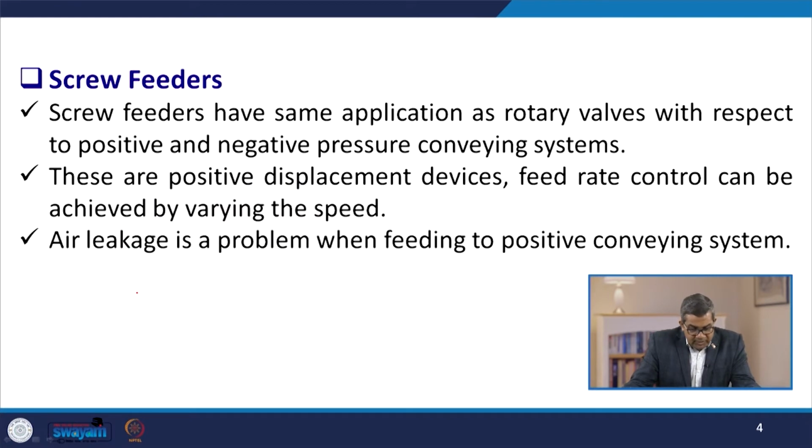Now, let us talk about the screw feeders. Screw feeders have the same application as rotary valves with respect to positive and negative pressure conveying systems. We have already discussed the rotary valves. These are positive displacement devices. The feed rate can be achieved by varying the speed. However, air leakage in this kind of screw feeder is a problem when feeding to a positive conveying system.